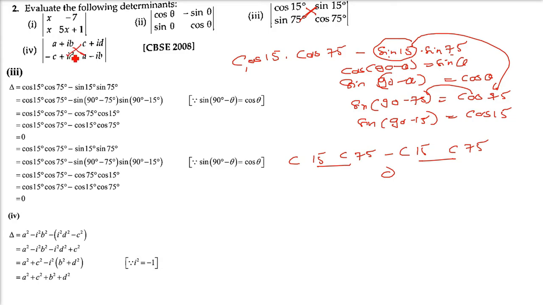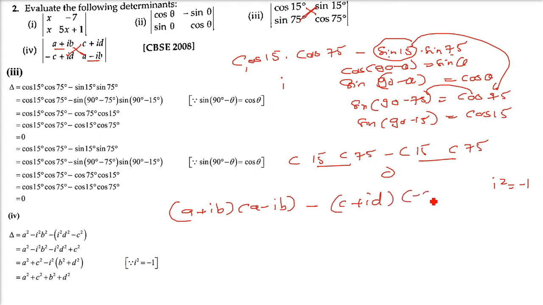This is CBSE 2008. In complex mathematics, we always write i square equals negative 1. So the same thing we are going to do: cross multiply and subtract. So a plus ib multiplied by a minus ib, and subtract this with c plus id into minus c plus id. You can always write it as id minus c, but whatever is given we are writing it. Okay, let us take the first one here.